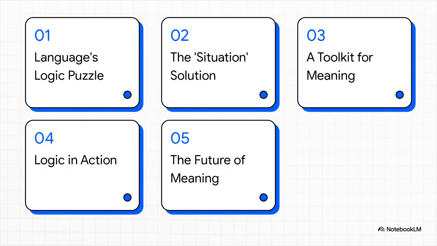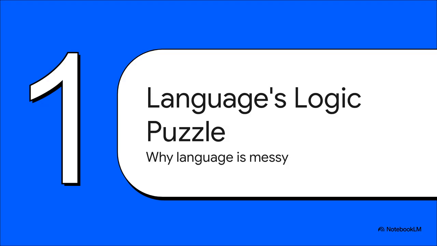So here's what we're going to do. We'll start with the puzzle itself, then look at the really clever situation solution, check out the amazing toolkit it gave us, see it all in action, and then gaze into the future of meaning. All right, first up, let's really dig into the problem here. Why is the way we talk every day such a massive headache for purely logical systems?